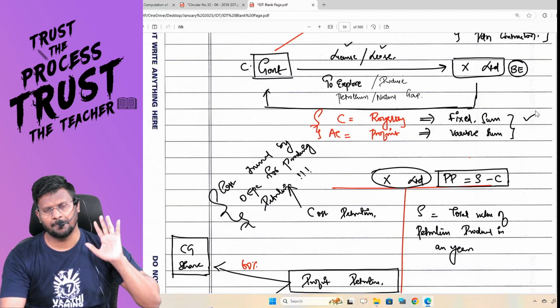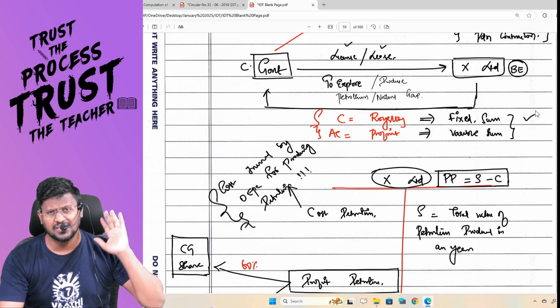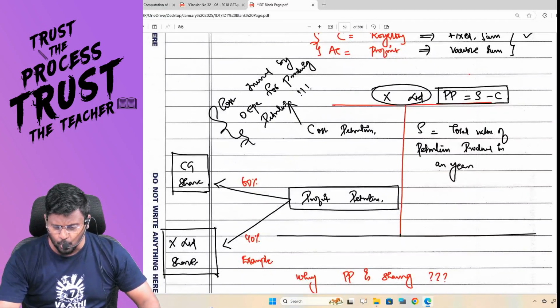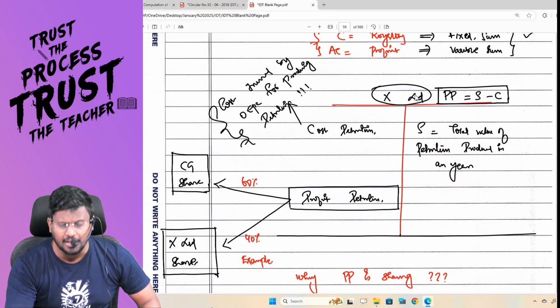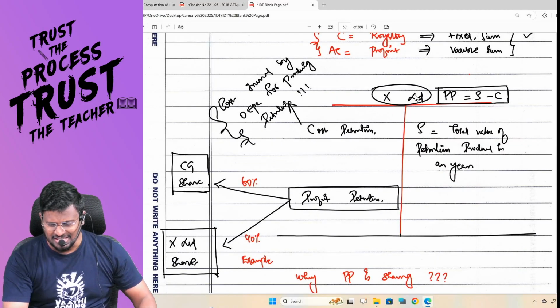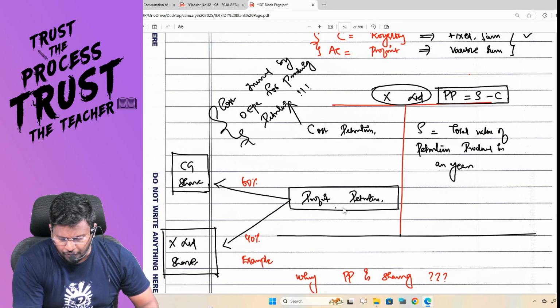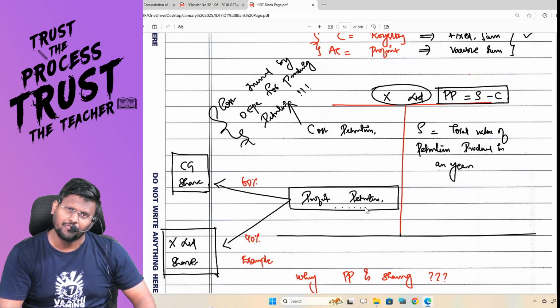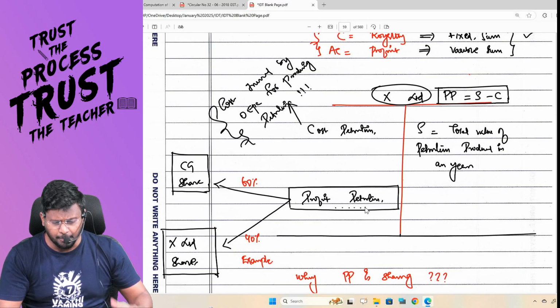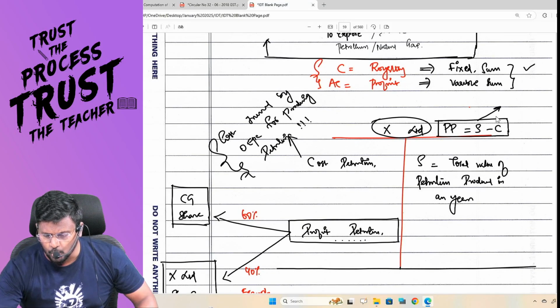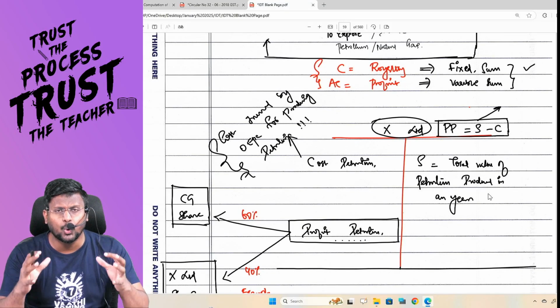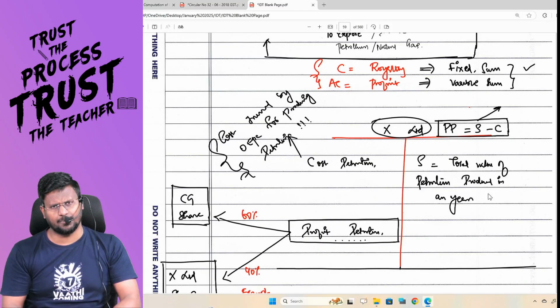There is no doubt about it. And you do your business. And after you do the business, sir, a P&L account you prepare, which is nothing but, find out the profit petroleum. What is profit petroleum? Which is nothing but the total value of petroleum produced in a particular year.